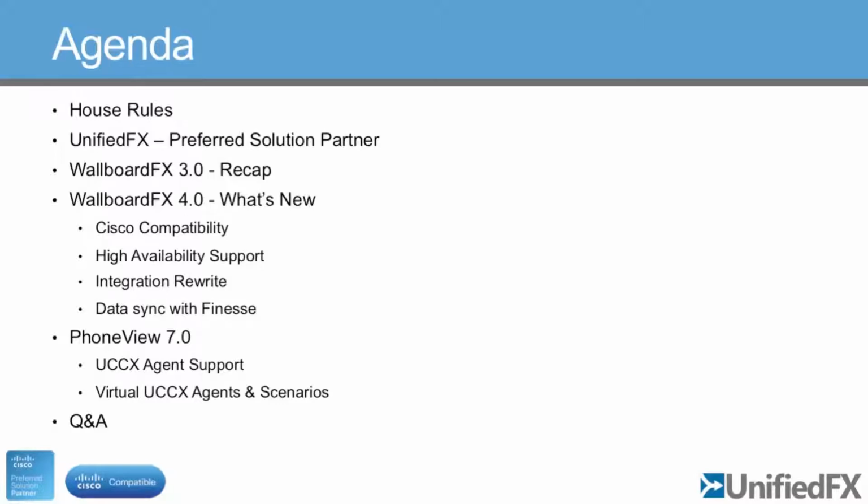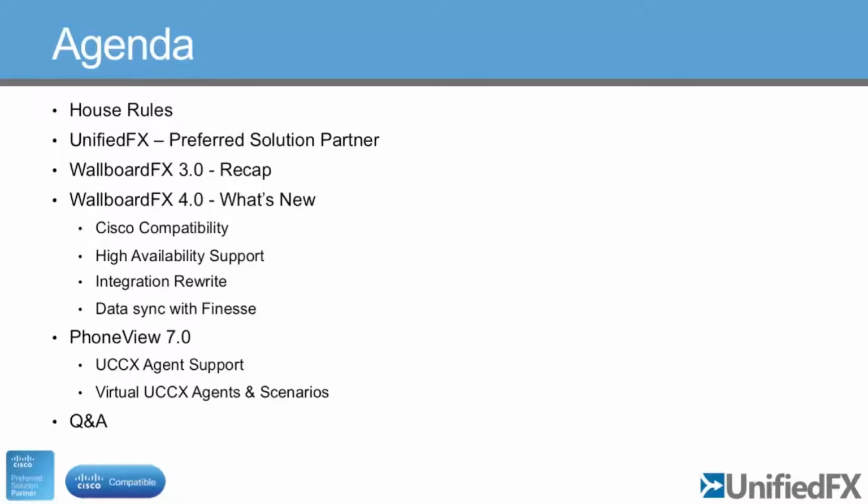So the usual agenda. We'll cover the basic house rules, a little bit about Unified FX. I'll give you a quick recap on the functionality I've added in the previous versions of Wallboard. We'll obviously go into the detail of what's new. The main top-level item is the rubber stamp we've got for Cisco Compatibility. As part of that, we've added in high availability support, something that's been asked for quite a long time, and we'll finally be able to create a good solution together for that.